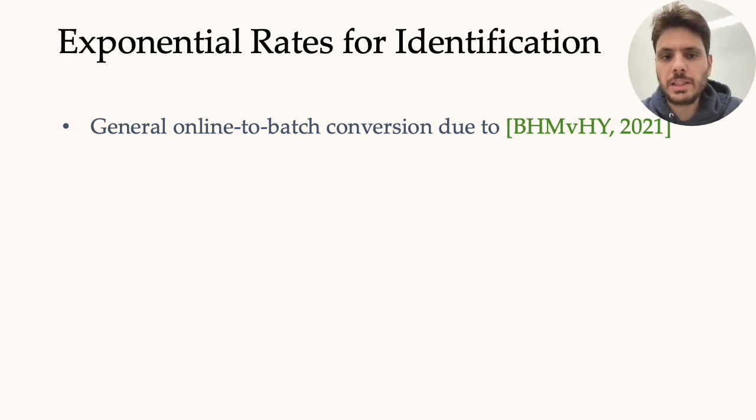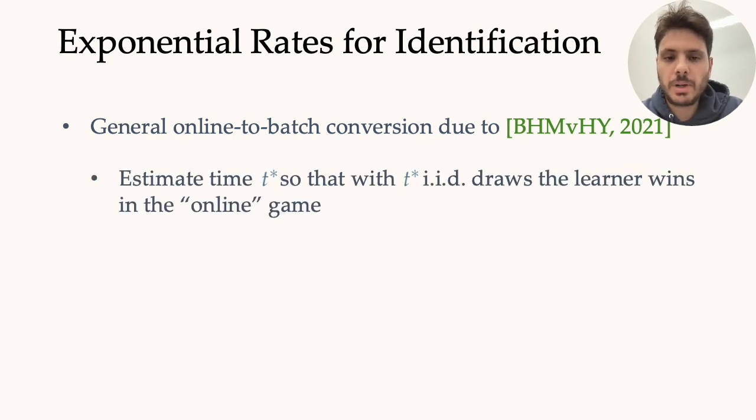In order to do that, I will first start by explaining a general online-to-batch conversion that was proposed by Bousquet, Hanneke, Moran, Van Handel and Yehudayoff in the context of binary classification, and has since then been applied to several works in the line of work on universal rates. In this framework, one first estimates some number T star, so that when the learner draws T i.i.d. samples from the target distribution, then it wins the online game with some good probability that is bounded away from 1/2.